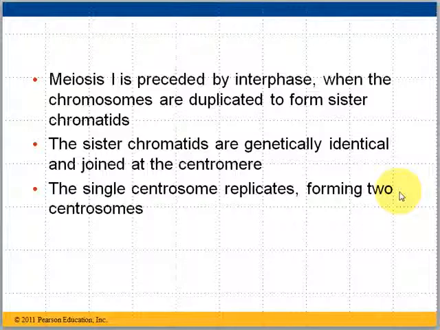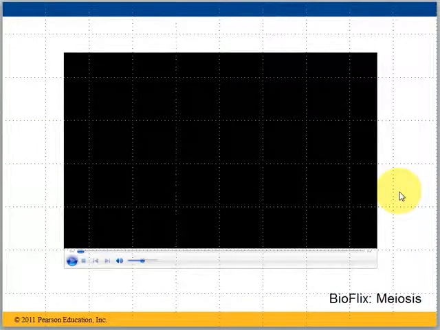The sister chromatids, remember, are genetically identical and they're joined together at that waist, that narrow area called the centromere. The centrosome, which forms the spindle fibers, replicates, forming 2 centrosomes, and those 2 centrosomes move toward the poles, and they start to spit out those spindle fibers that help line up the chromosomes. All of this is exactly like in mitosis.